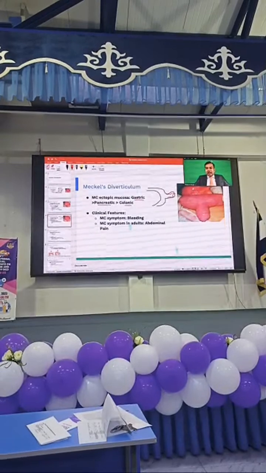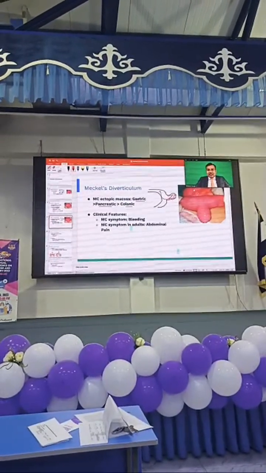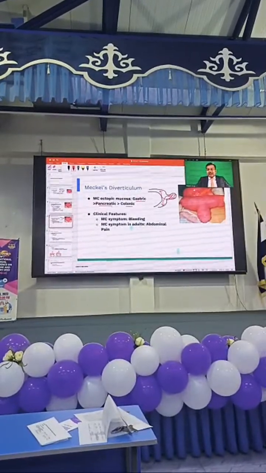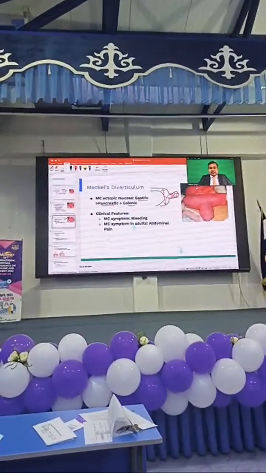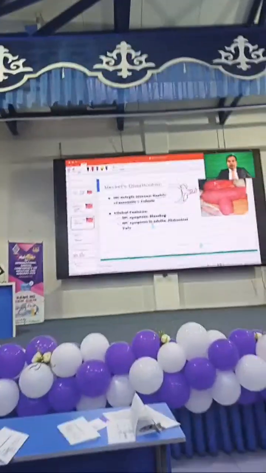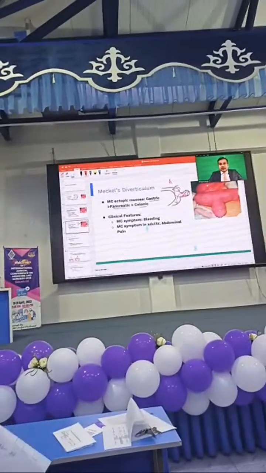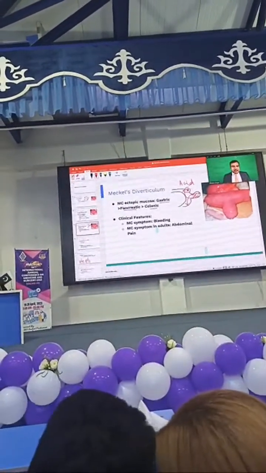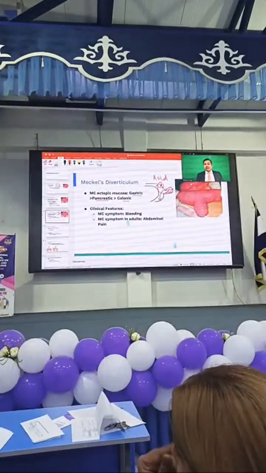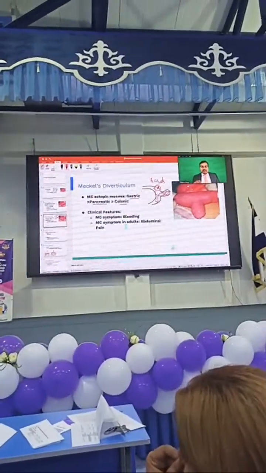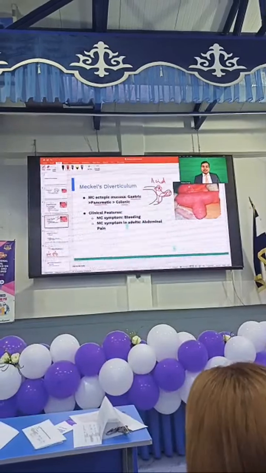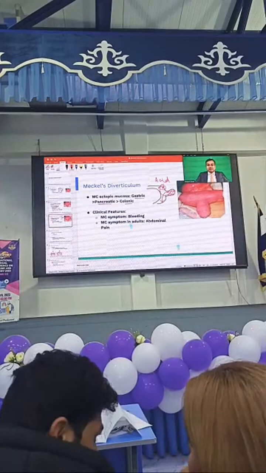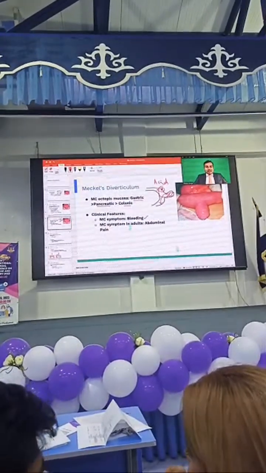If there is gastric mucosa, obviously this gastric mucosa is secreting acid. Because of this acid secretion, the patient is going to develop an ulcer. And if there is an ulcer, bleeding will start from it. Clear? So what is the most common symptom of Meckel's diverticulum? The most common symptom is bleeding.